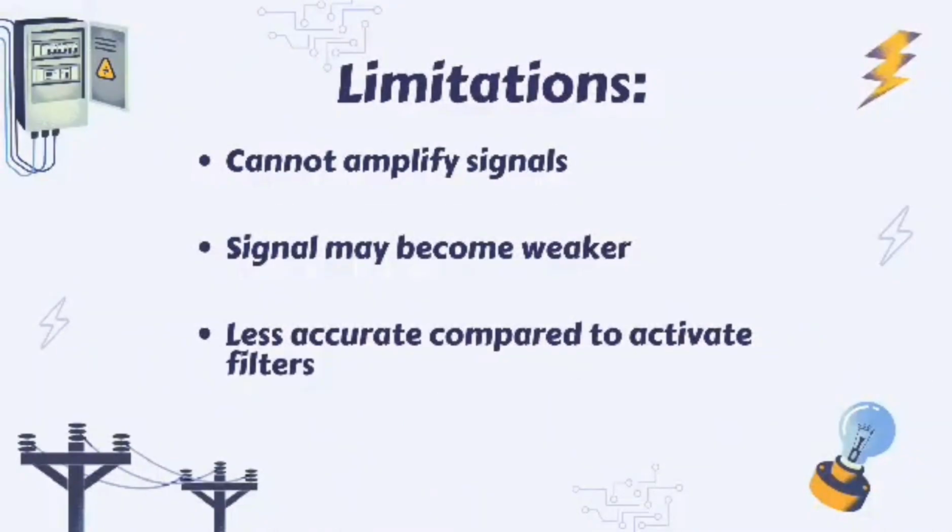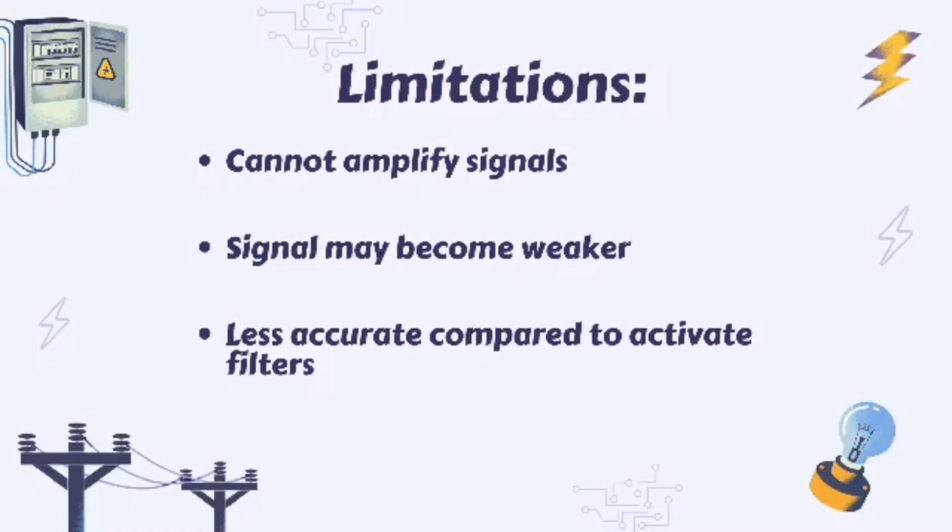And now, let's talk about the limitations of passive filters in integrated circuits. Number one limitation is they cannot amplify signals. It can only block or reduce parts of a signal, but it has no power source to make the signal stronger. Second limitation is the signal may become weaker. The signal loses some energy when it passes through resistors, inductors, or capacitors, so the output is smaller than the input. The last limitation of passive filters is that they are less accurate compared to active filters.